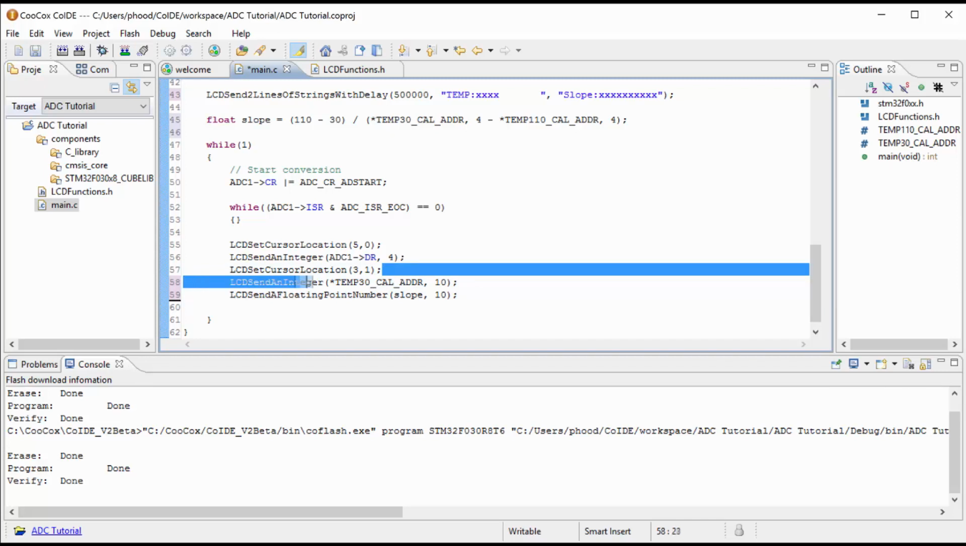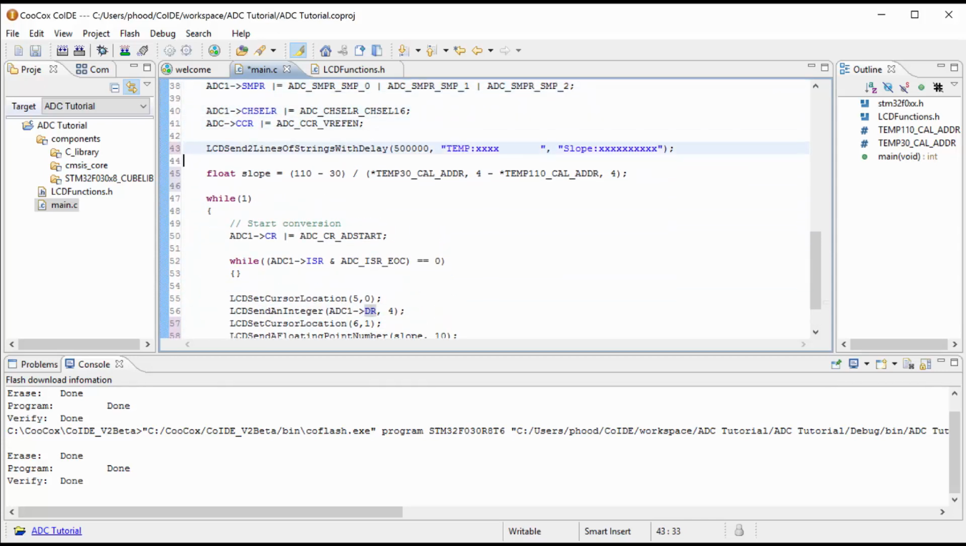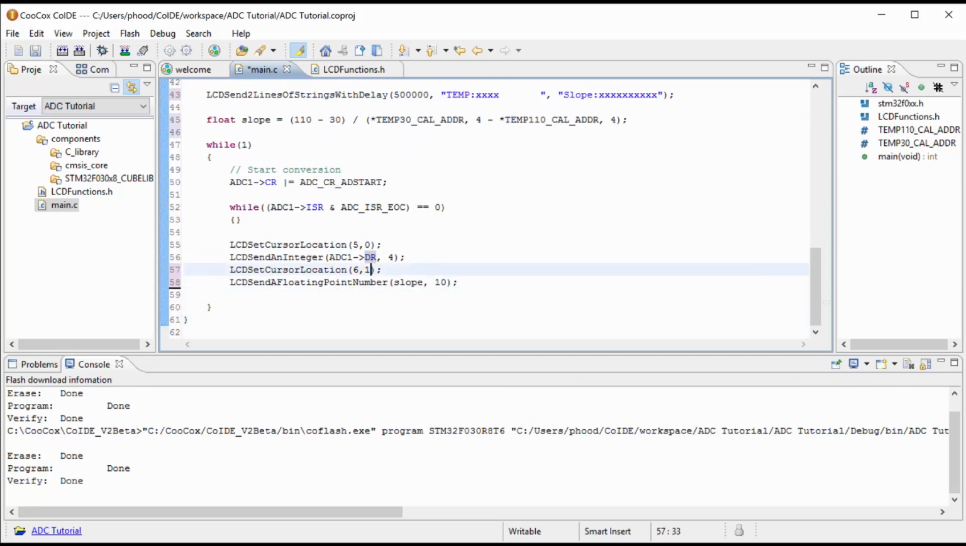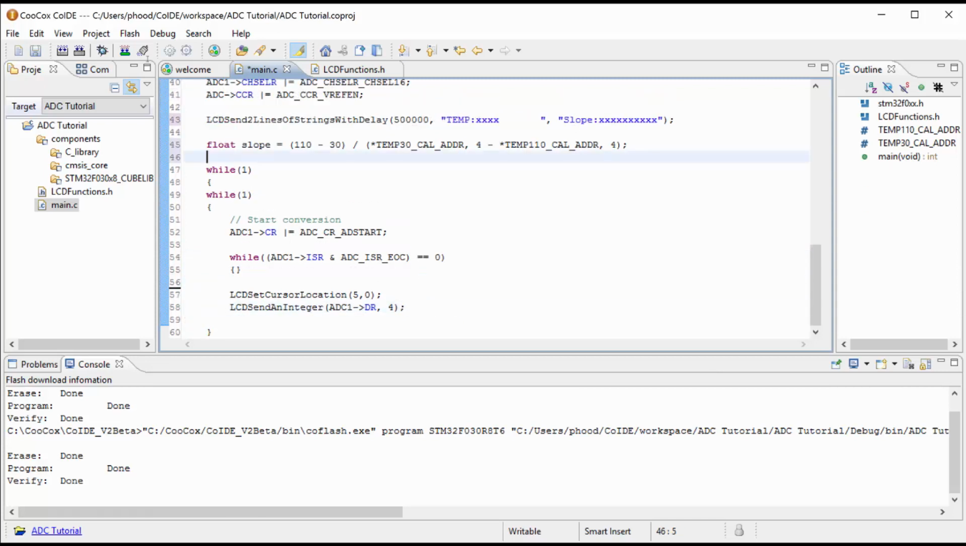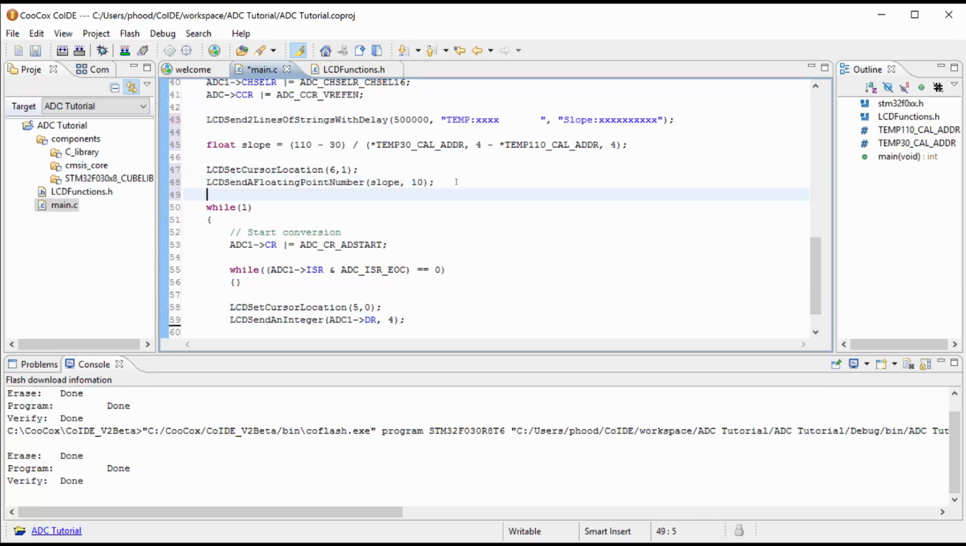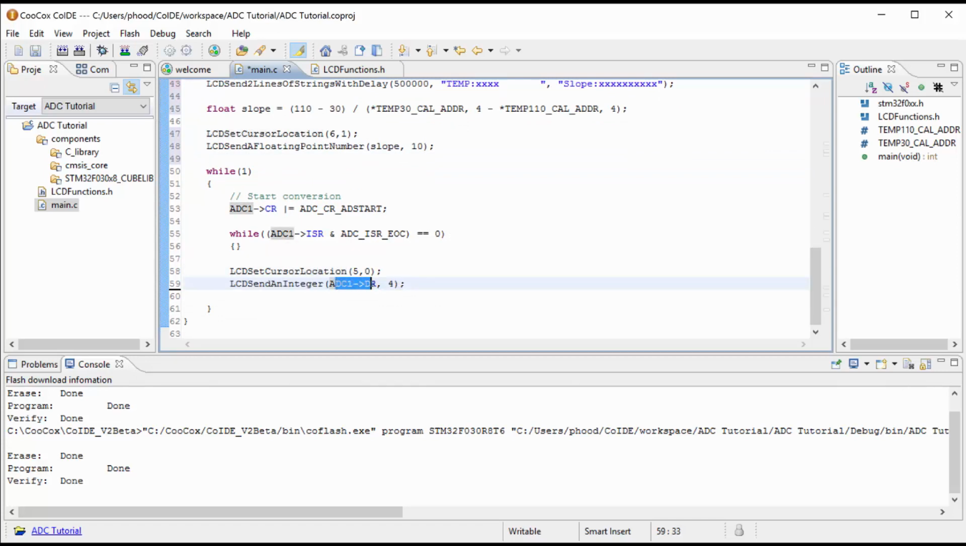And let's see, position number 6 on the second line. Okay, so let's see what our slope is. Hopefully we did it right. Actually, we don't have to keep showing this either, because it's always going to be a constant. So we'll just show it from up here, and this has to be inside the while loop because it's always grabbing the data from the controller.